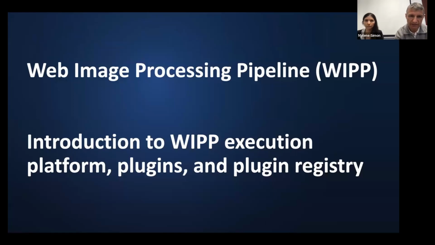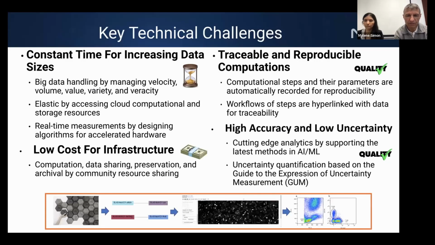So let's start to talk about the Web Image Processing Pipeline, what it is. We would start with the challenges that we were presented before. Sometimes you see on the market there are many workflow engines, Taverna, Kepler, Pegasus, or Cell Profiler. All these people are trying to address some of these technical challenges that are listed on this slide. One of them is that the microscopes are becoming more and more automated, which means that they generate more and more data, and data handling in terms of volume, value, variety, and veracity is a challenge.